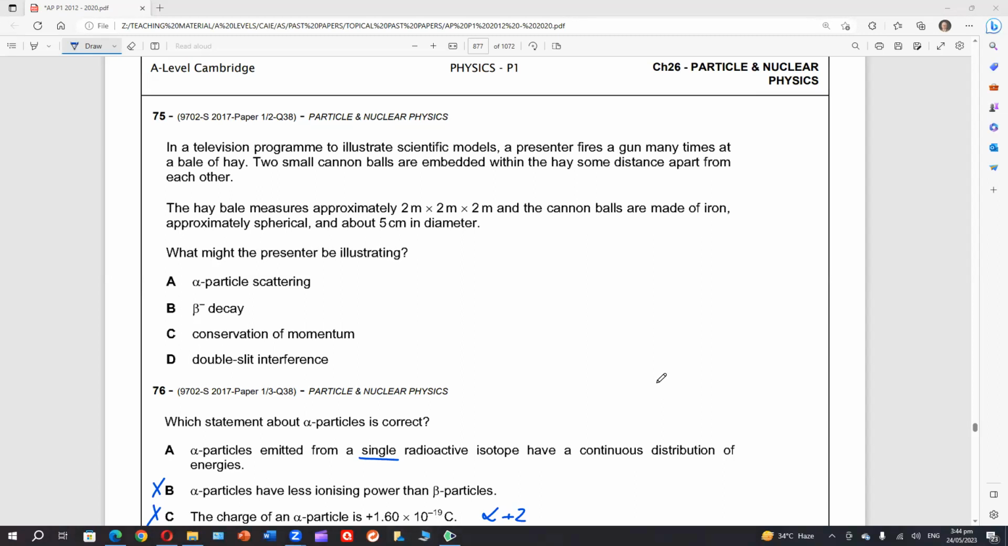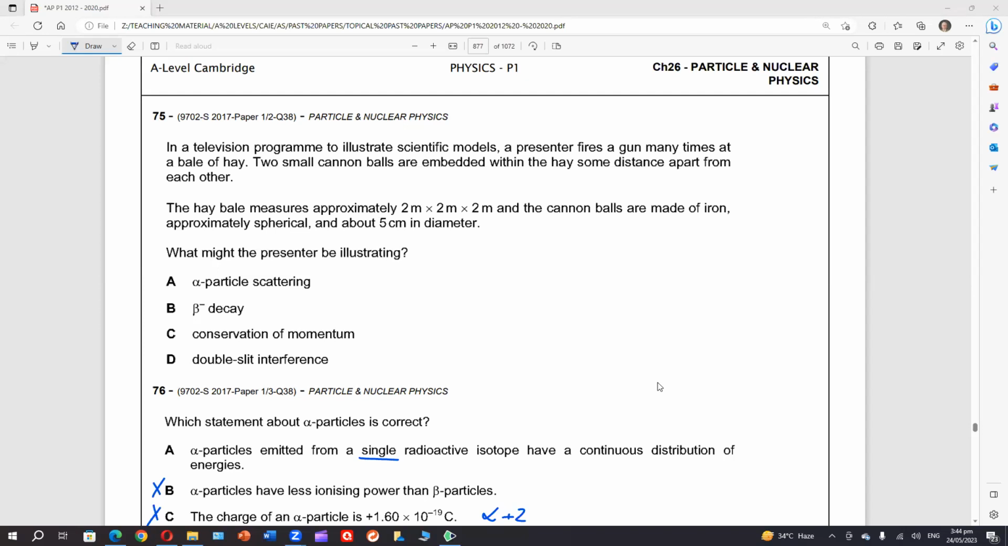In a television program to illustrate scientific models, a presenter fires a gun many times at a bale of hay. Two small cannonballs are embedded within the hay some distance apart from each other. The hay bale measures approximately this, and the cannonballs are made of iron, approximately spherical and about 5 centimeters in diameter. What might the presenter be illustrating? This is obviously an idea of the alpha particle scattering experiment.